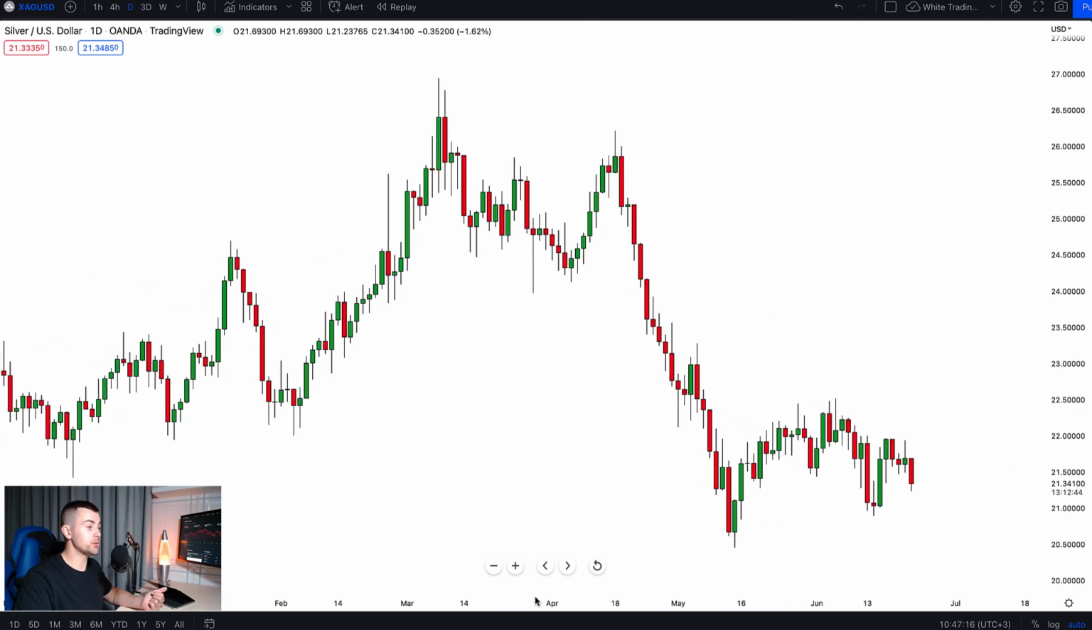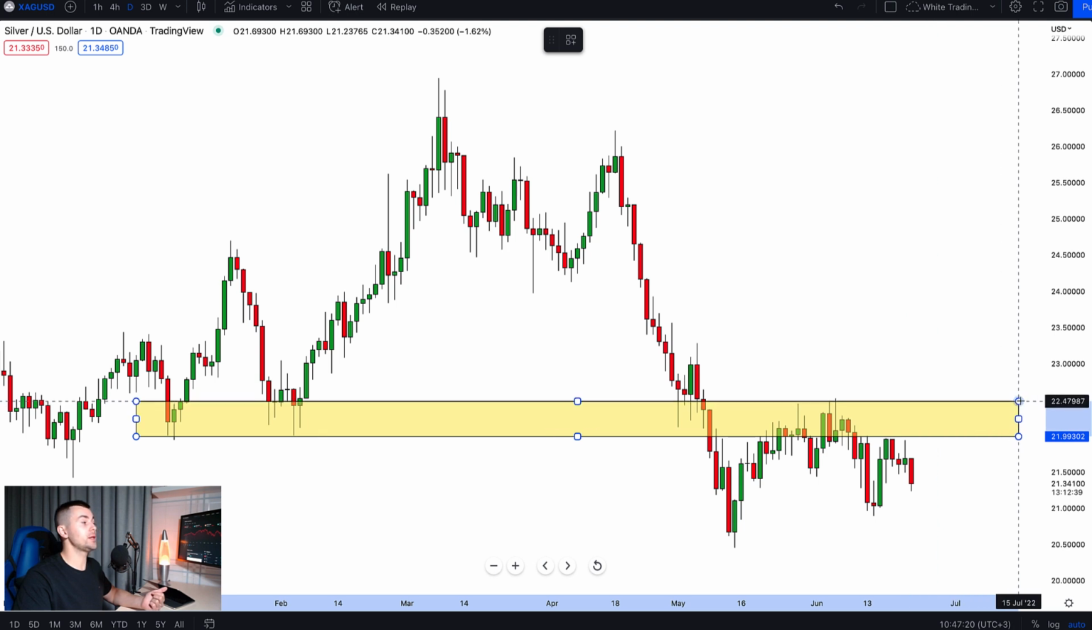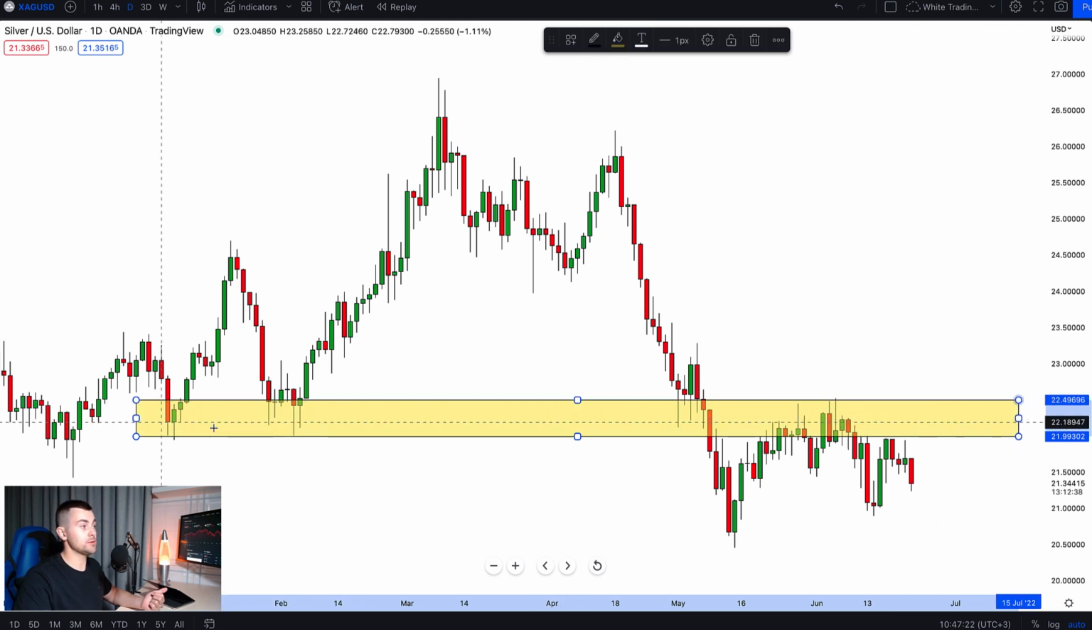The market retraced all the way up to a very strong daily supply area. Yes, you can see that in the past it was a very strong support, and you can see how many times in a row the market respected that. But after the breakout, it turned into resistance, and you can see how strong bearish pressure we see from that.